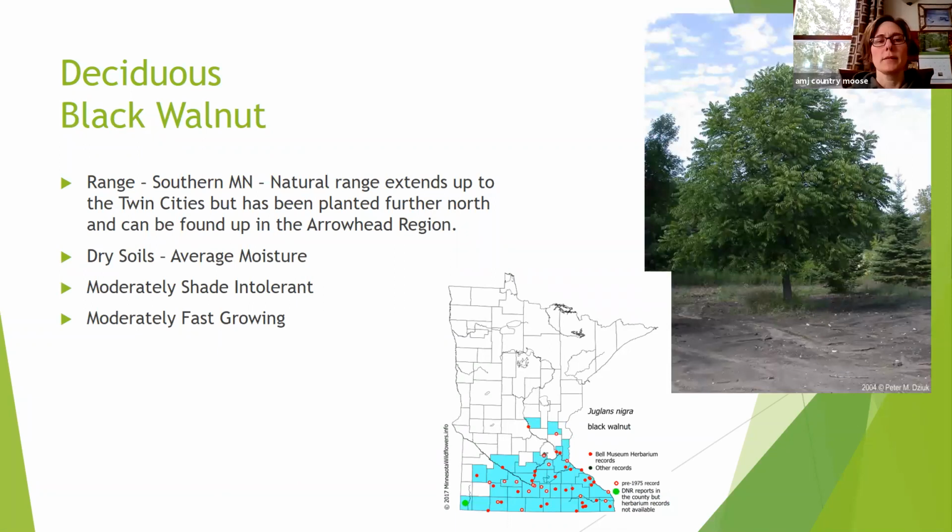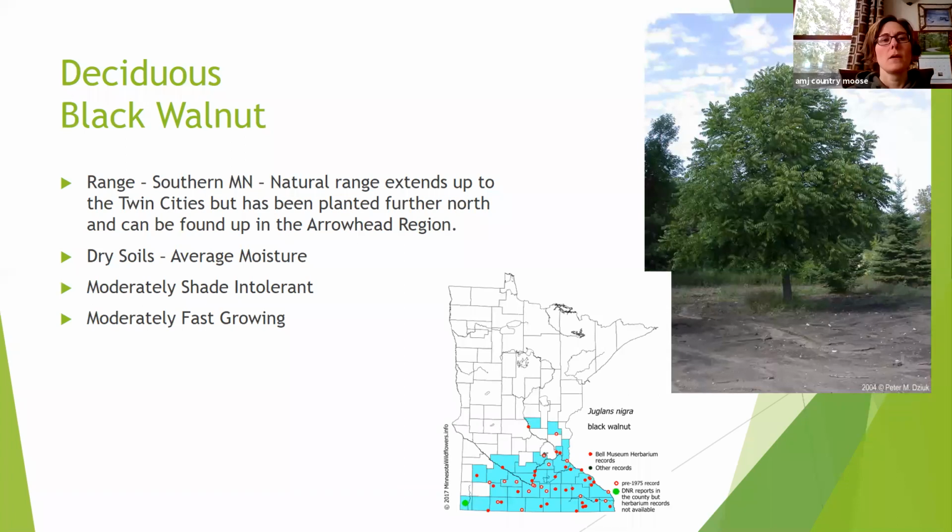Black walnut is in southern Minnesota. Natural range extends up to the Twin Cities, but has been planted as far north as the Arrowhead region. So this is also another species that, if you're looking to possibly increase diversity for our warming climate, could be a good fit for you. It does well on drier soils, but if you have average rainfall, and it's not too wet of a site, they will do just fine there. They're moderately shade intolerant, but they do grow a little bit faster than some of our other species.